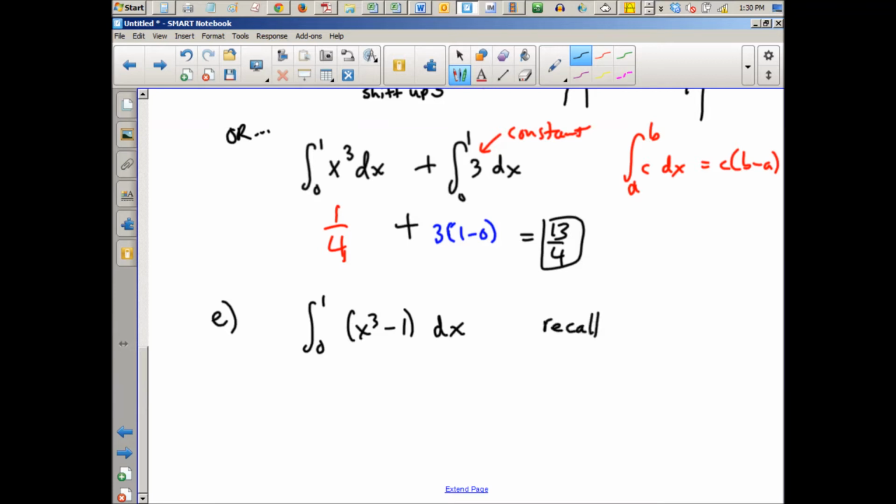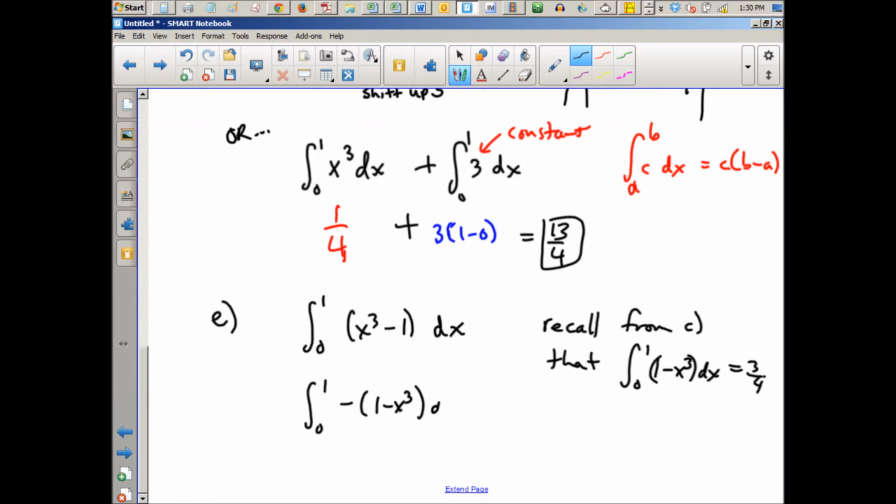Recall from part C that the integral from 0 to 1 of 1 minus x cubed was 3/4. Remember that? Look back at your answer for part C. Isn't this problem just the opposite of that? This problem is asking us for x cubed minus 1, but if you take a negative out, you could write the question.